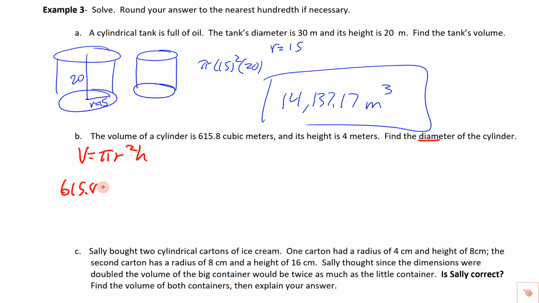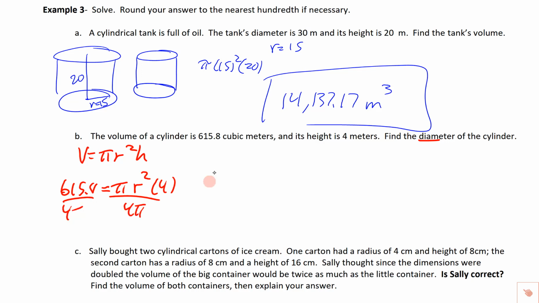That would be equal to pi. We don't know the radius though, so we're going to do pi and then r squared. They did give us the height, so the height is going to be 4. I don't know how to do this. Andy, what's the first step we should do to solve this? We could move them one at a time, but we can also move the 4 and the pi. So we're going to divide both sides by 4 pi.